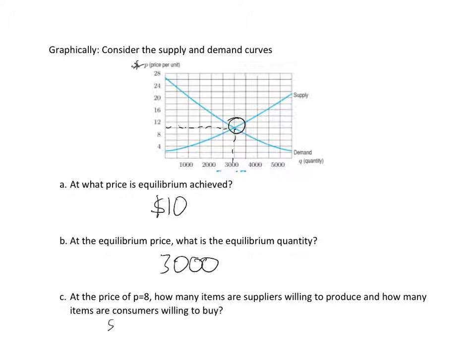If we want to determine the supply at $8, we want to look at where $8 meets the supply curve. And so if we match that up with the supply quantity, it appears to be about 2,500 items.